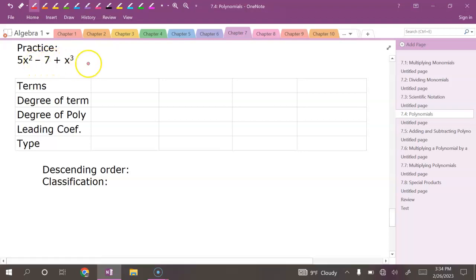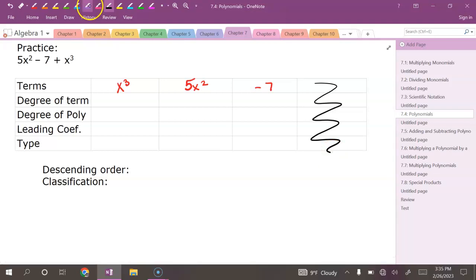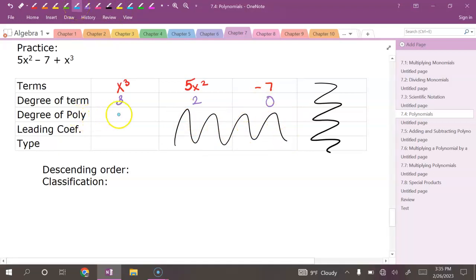So the first thing I did on this one is I wrote it down in descending order, and I did have to put that x to the third first. Then the 5x squared came next, and then the negative 7. I didn't actually have to use this last row, so you may not fill in the whole chart just because they may not have all the terms that you need to do that, okay? The degree of the terms, this first one's a 3, and then a 2, then a 0. Then we don't need to fill in anything there. The degree of the whole polynomial should have just been 3. Leading coefficient should have been a 1. And we should have named this a trinomial, because there were 3 terms.